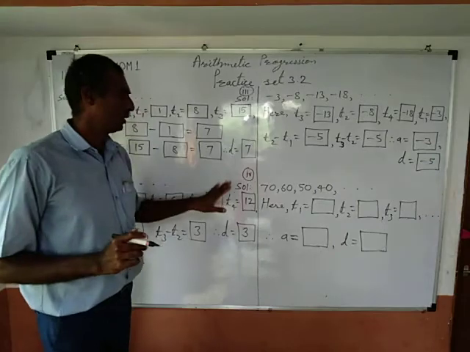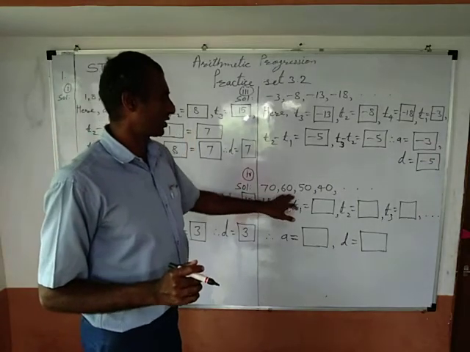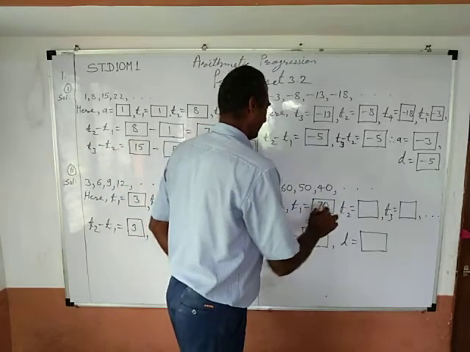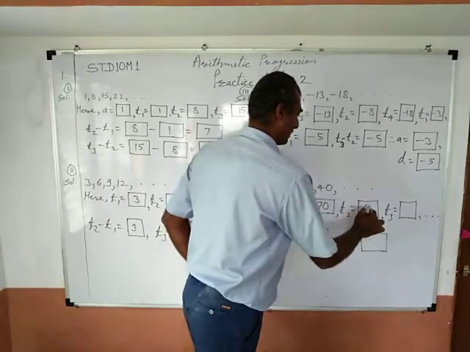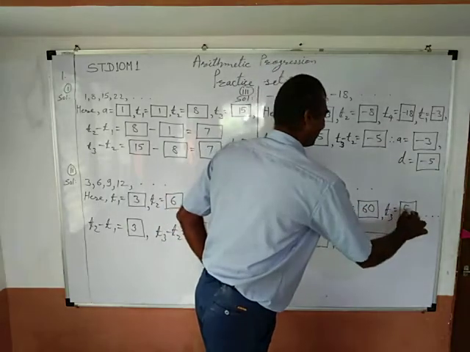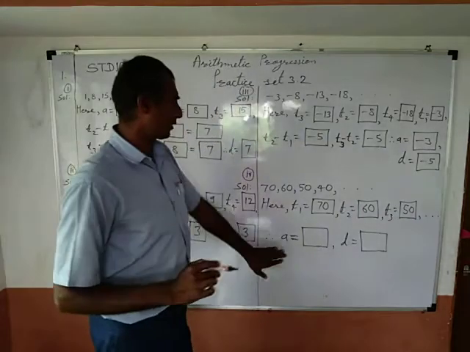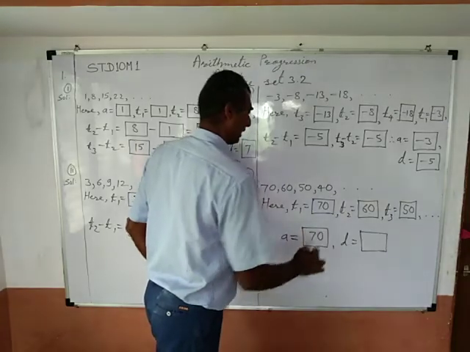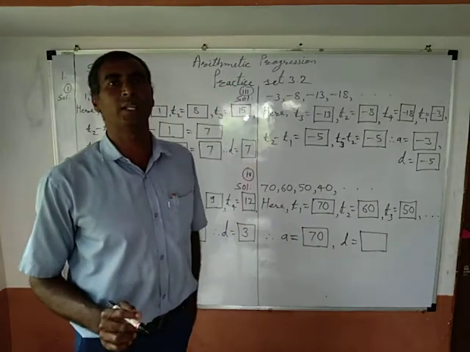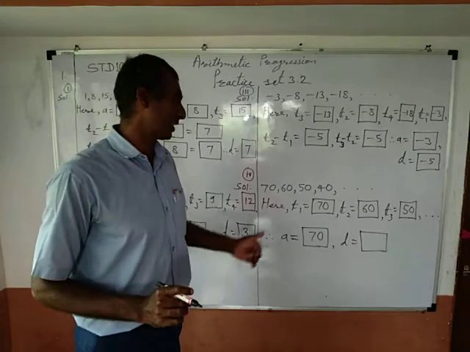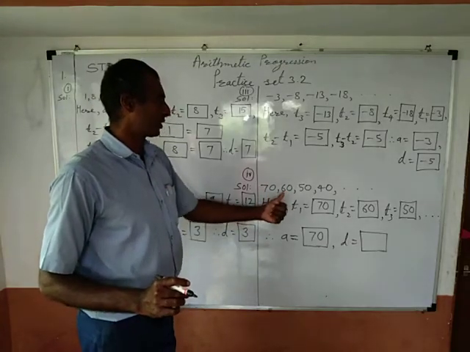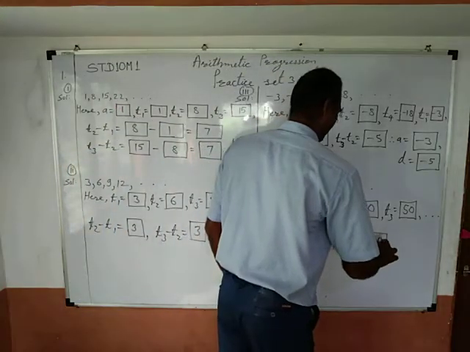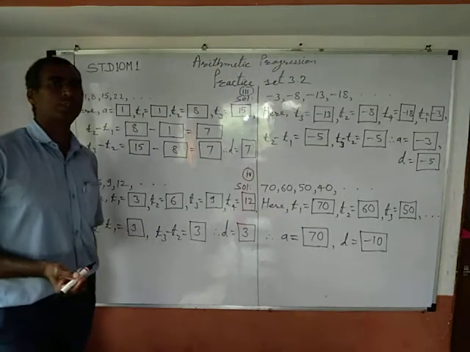Question 4th. Solution: 70, 60, 50, 40. Here T1 equals 70, T2 equals 60, T3 equals 50 and so on. And therefore A equals T1, the first term, which is 70. And D is the difference between any two consecutive terms. Let's consider T2 minus T1, which means 60 minus 70, which gives us minus 10. Okay. Let's proceed towards question second.